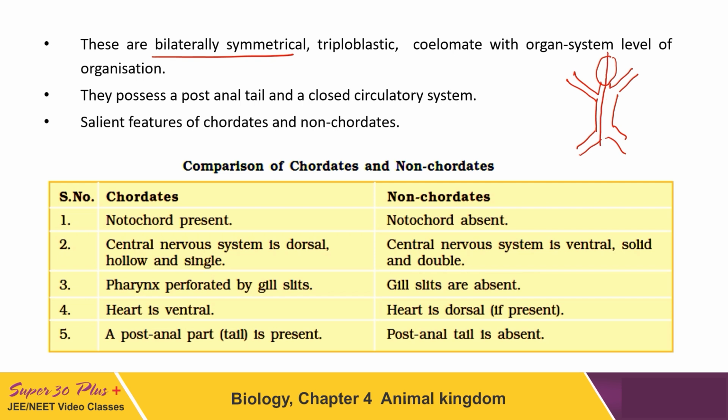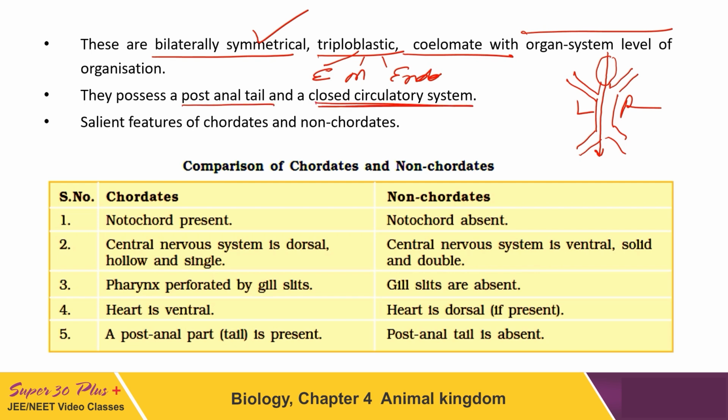That is, we can divide the body into 2 halves only from one axis, that is left side and the right side. This is bilateral symmetry. Triploblastic, all the 3: ectoderm, mesoderm, and endoderm. True coelom with organ level of body organization, already I have seen. Post-anal tail is present.